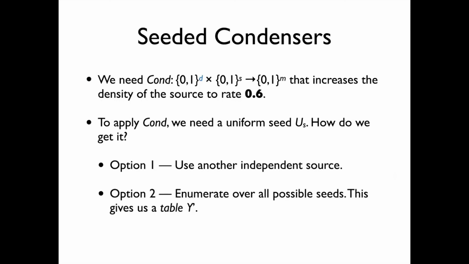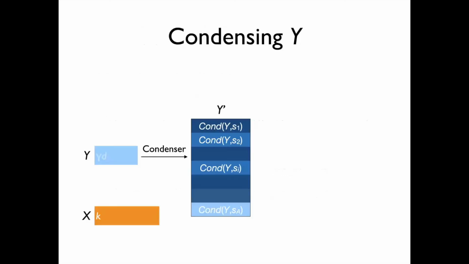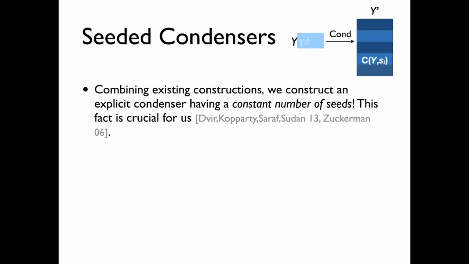So another option would be to enumerate over all possible seeds. And this would give us a table Y prime. Okay, so Y prime is a table of cond, our condenser, applied on all possible seeds. Now, combining existing constructions, we construct an explicit condenser having a constant number of seeds for constant error. This fact is crucial for us, okay? The fact that the table has only a constant number of rows. And note that the table Y prime is still only a function of Y.